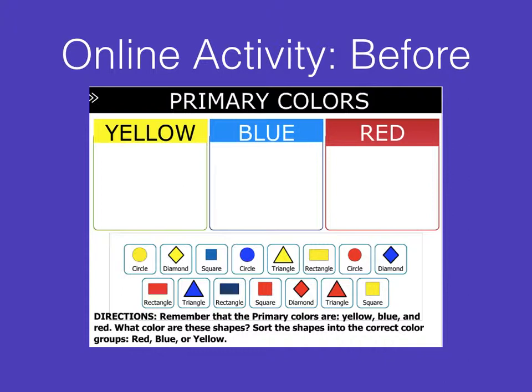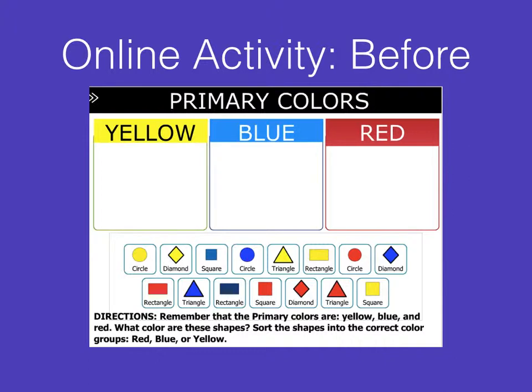What the student is going to do is click and drag these shapes into the correct category. If a student makes the correct choice and drags, let's say, this yellow circle into the yellow category, the program will immediately let him know, like, ding, yes, you did it. That's where that circle belongs in yellow. And he will get that immediate feedback.